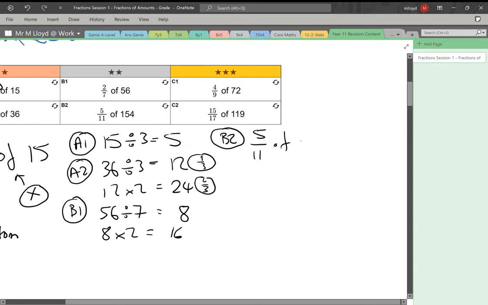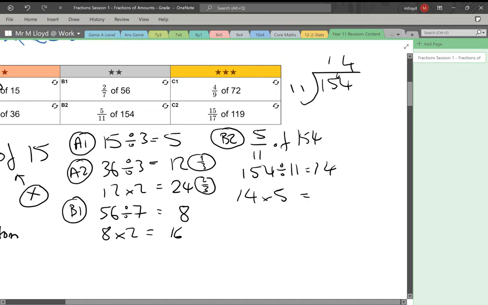5/11 of 154. Divide it. 154 divided by 11 will give us, we've got to work this one out, so 154. 11 will go into 15 once, remainder 4. Oh, of course, it's 14. And then 14 times 5, 14 times 10 is 140, and then halve it gives us 70.